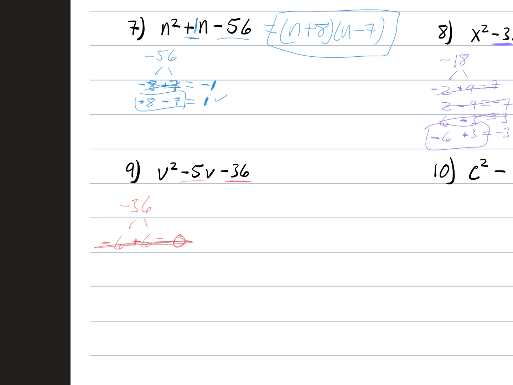Some other factors are going to be 4 and 9. If I made one of them negative, one of them positive: positive 4, negative 9, negative 4, positive 9. So 4 minus 9 is going to get you a negative 5. That is what you're looking for. You don't need to check the rest. So that means a positive 4 and a negative 9 are going to be my two values inside of my factors. So it's going to be v plus 4 and v minus 9.